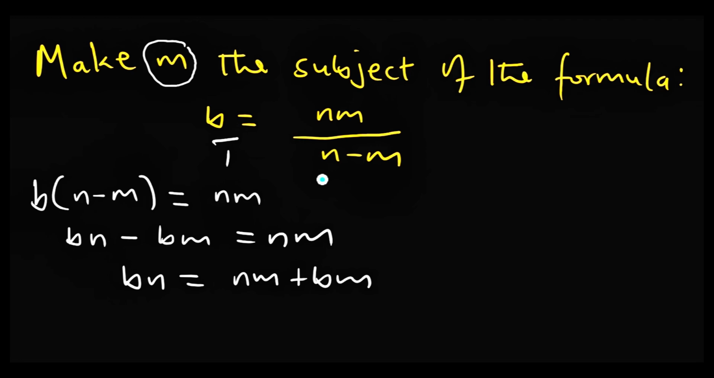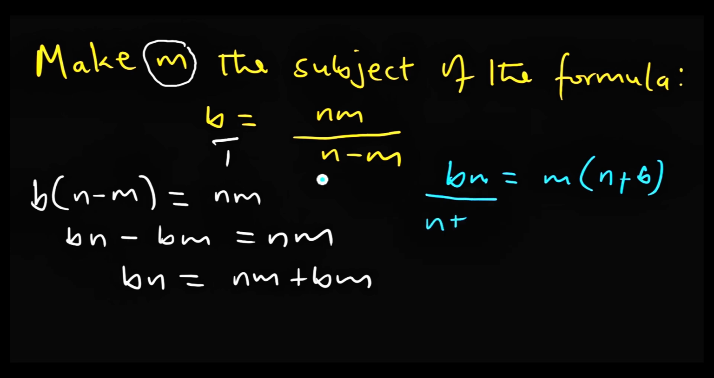m out of this particular expression so that we have bn being equal to m into n plus b. So for us to have m on one side, we just divide both sides by n plus b. So we have n plus b. This side also we have n plus b.